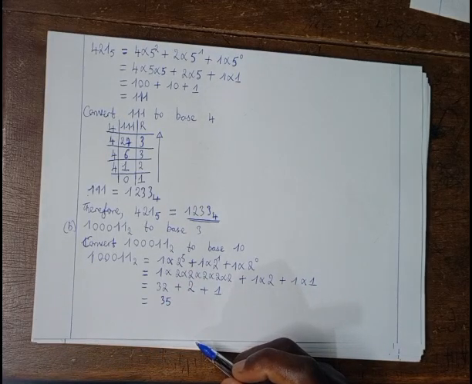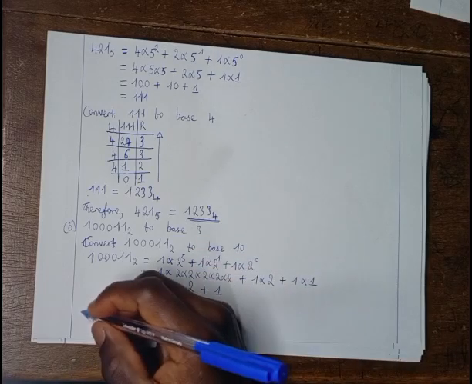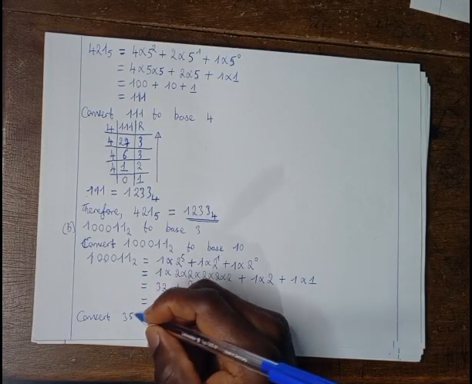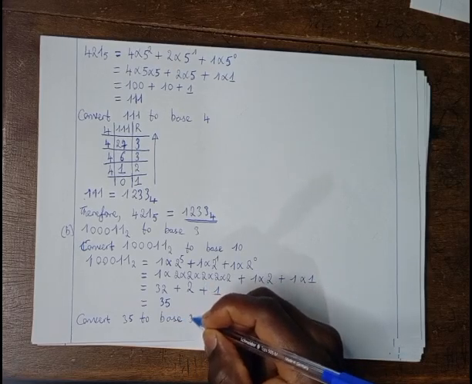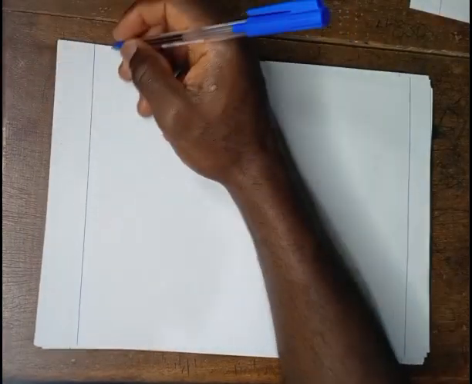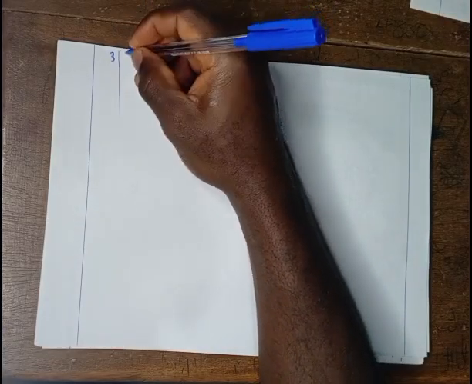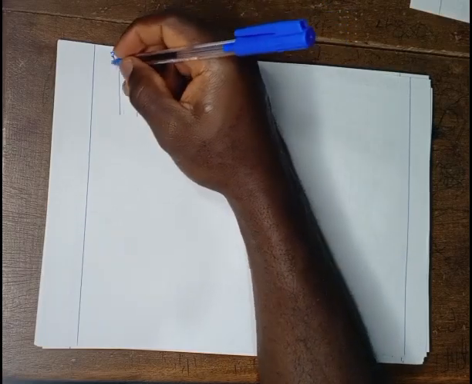Next, we have to convert 35 to base 3. Let's do the conversion. We are going to make use of our method of repeated division. First, 3 in the first column. In the next column we have 35. And in the last column we have the remainders.